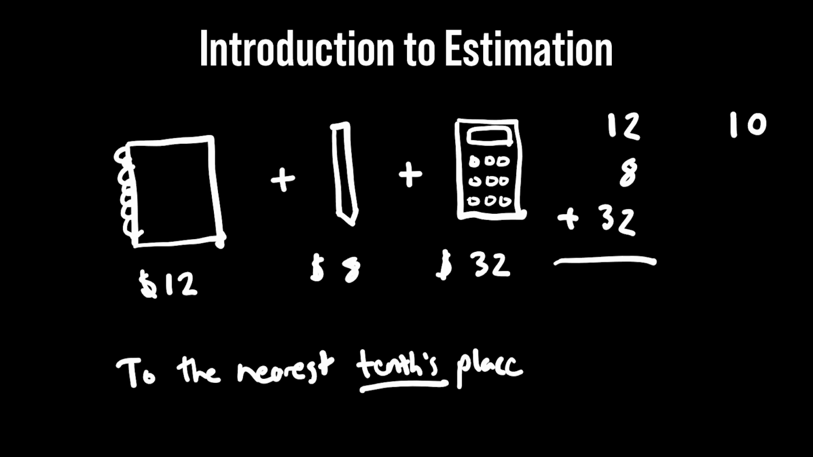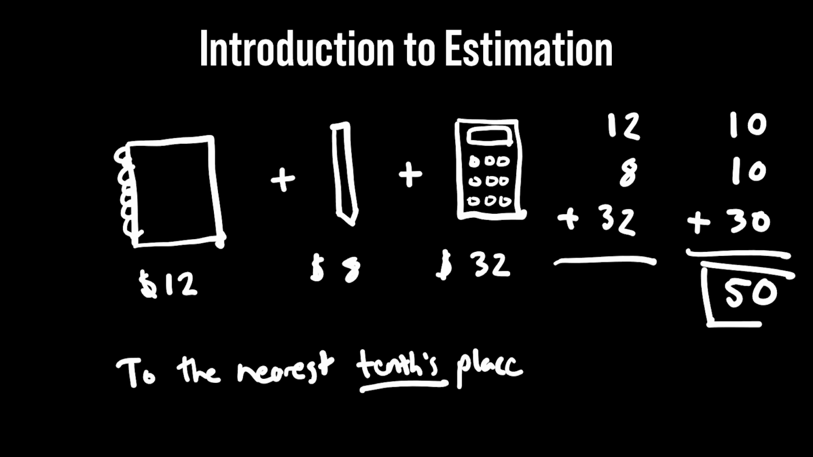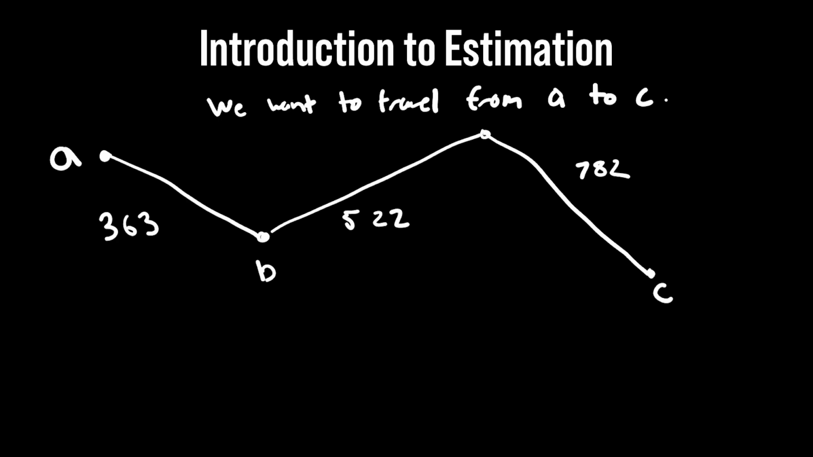12 would be 10. 8 would be 10 as well, and 32 would be 30. So adding up all these values, we get 50. So $50 is our estimated cost of all these school supplies.